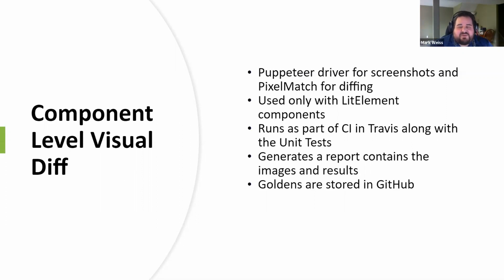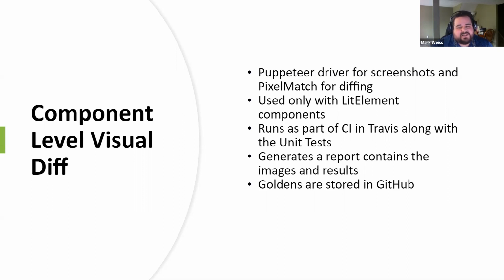The tech stacks between my project and the component Visual Diff is unfortunately very different, so it's an entirely different solution. Theirs runs in Puppeteer for screenshots and uses a picture library called Pixel Match for diffing. It's run as part of their CI using Travis, mine uses Jenkins, along with the other unit tests. Lastly, their solution generates a nice report for quick viewing without the need of a separate tool.